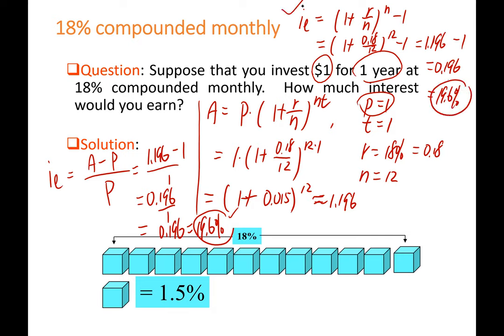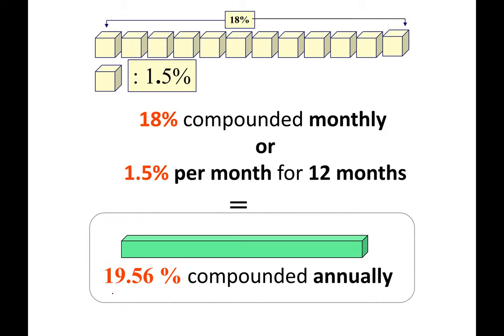So using the compound interest formula we learned, we get the ending balance, and using the ending balance minus the beginning balance divided by the beginning balance gives us the actual interest rate or effective interest rate. And they turn out to be the same result. So 1.5% per month is approximately 19.6% compounding annually. That means the actual interest you're paying to the bank, or the bank is paying to you, will be 19.6%. So that's how we utilize this compound interest concept to figure out the actual interest rate. Do you have any question on this?